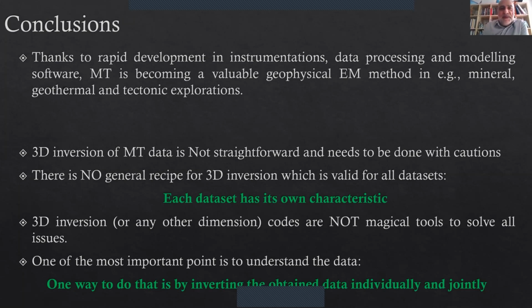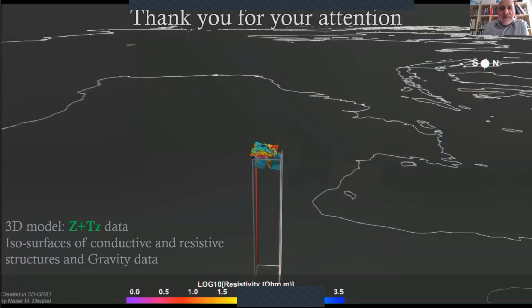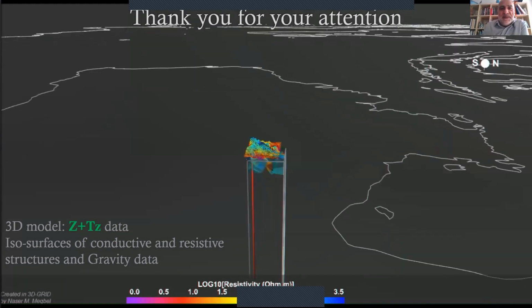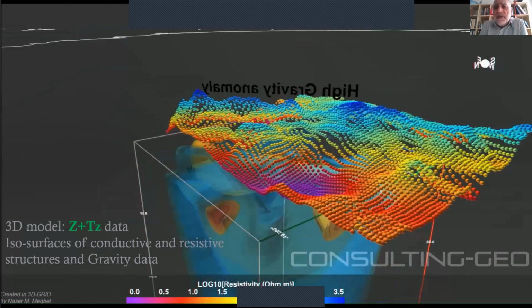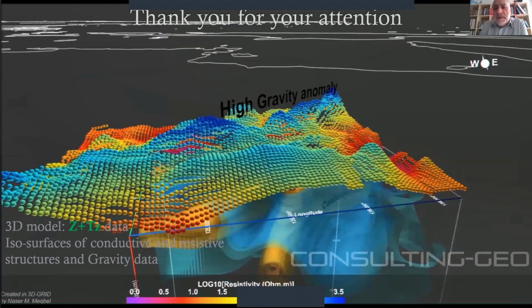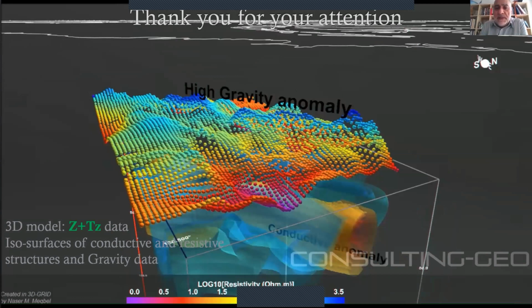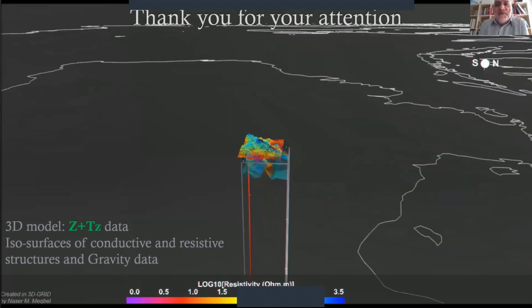With this, I would like to thank you for your attention, and I will leave you with this movie that shows the 3D model obtained from only impedance and tipper data overlaid with the gravity anomaly. From the resistivity model, I am just extracting a few isosurfaces in 3D that represent conductive and resistive anomalies. With that, thank you very much, and I hope that I am still in time.